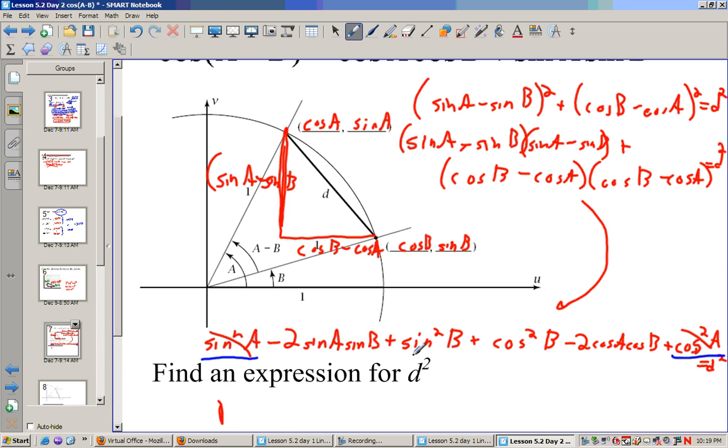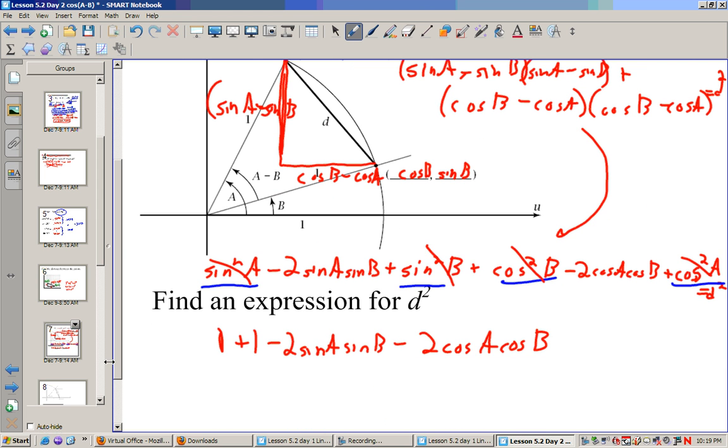I have a sine squared B and a cosine squared B. If I get rid of those, that would just be another 1. And then these two, there's not much I can do with: minus 2 sine A sine B minus 2 cosine A cosine B. Now, I could add the 1 plus 1 to get 2. But that's all I need for right now. Weird place to end, but we're going to continue with this in a second.